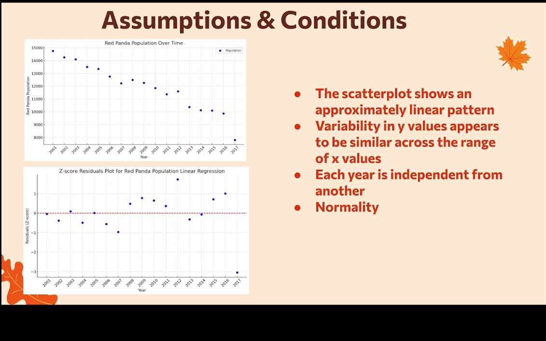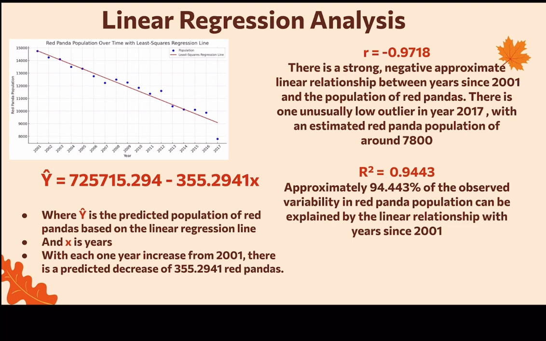The linear regression model that I got was y hat equals 725,715.294 minus 355.2941x. This is where y hat is the predicted population of red pandas based on the linear regression line, and x represents the year. The slope value that I obtained is negative 355.2941. To interpret this value, we can say that with each 1-year increase from 2001, there is a predicted decrease of 355.2941 red pandas.